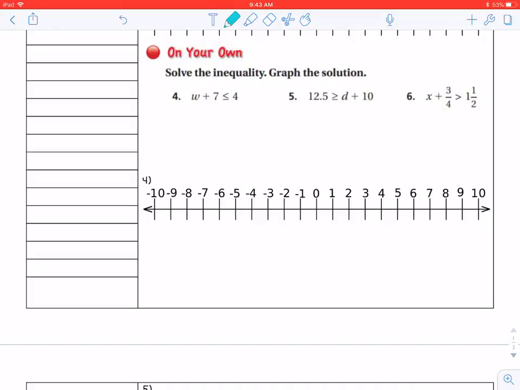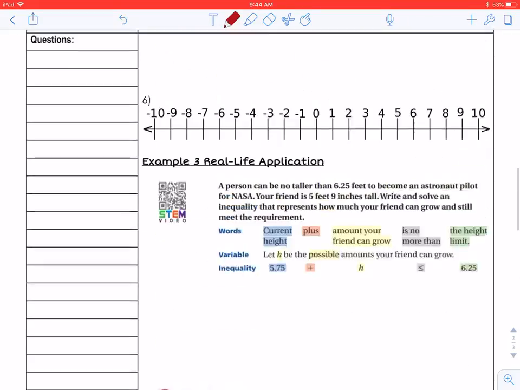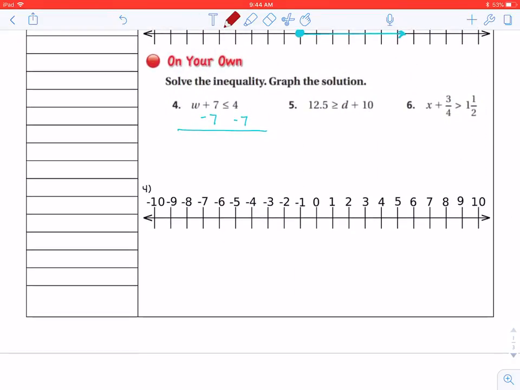Number 4 says that w plus 7 is less than or equal to 4. So I want to get that W by itself, and I've got plus 7, so I'm going to use the inverse operation. I'm going to subtract 7 from both sides, which is going to leave me with my new inequality of W is less than or equal to, and 4 minus 7, that would be negative 3.